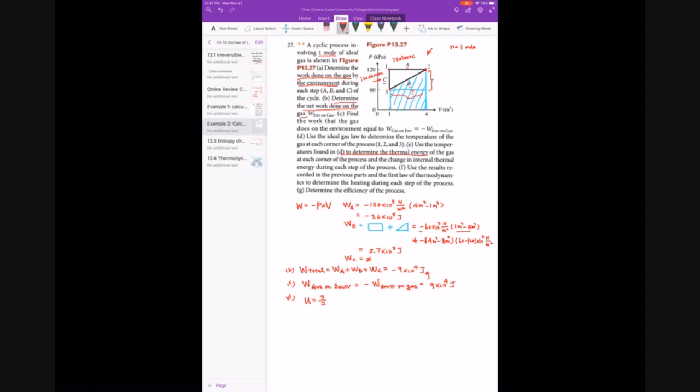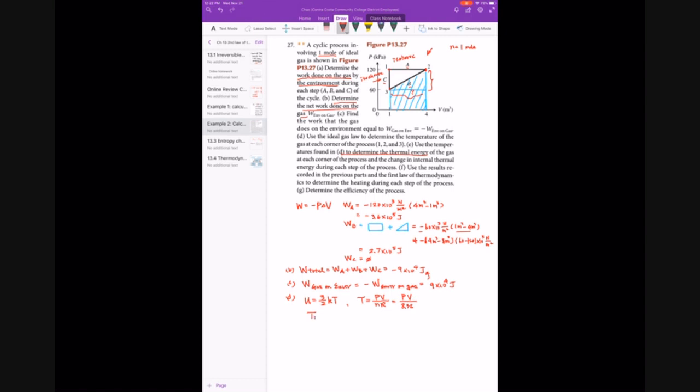Thermal energy is 3 over 2 kT. And we need to find the T, where you can use the ideal gas law. T is equal to PV over nR, where n is equal to 1, R is 8.32, and P times V. So you can find the temperature.